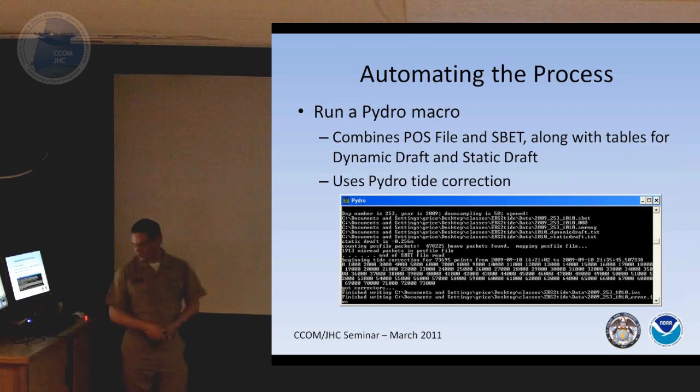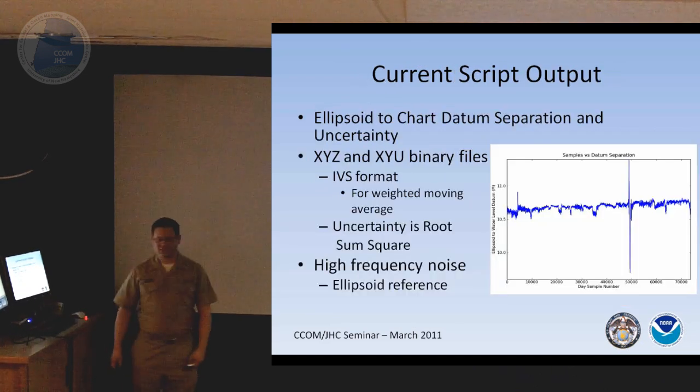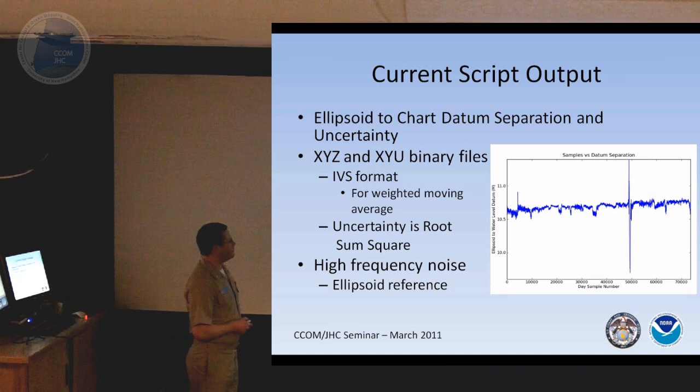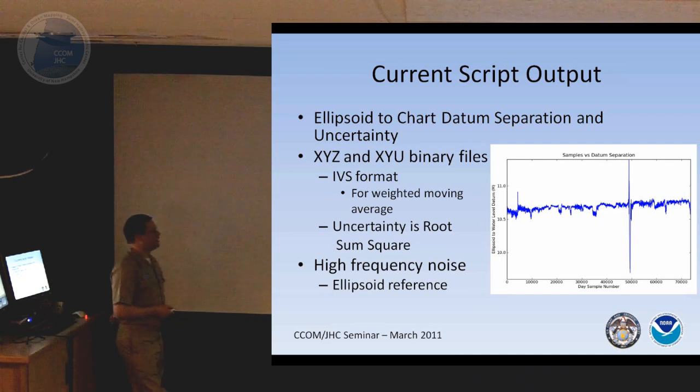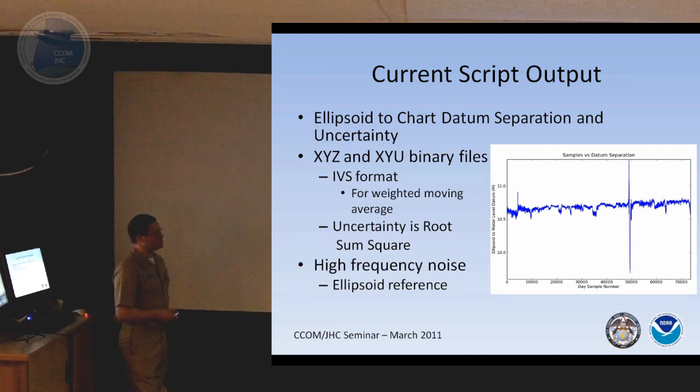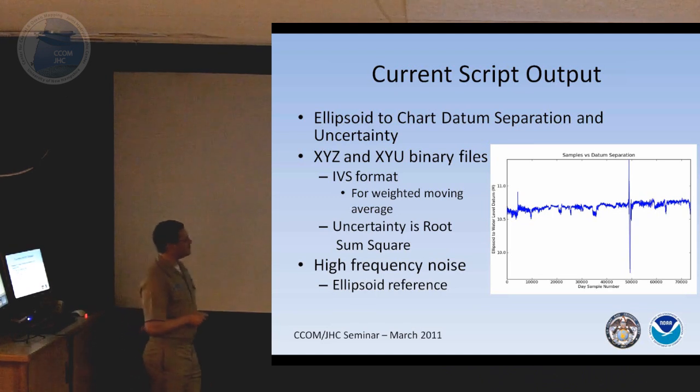does the tide correction, and basically spits out an XYZ file, which currently I'm just writing to an IBS format because Fledermaus has a weighted moving average way of making the surface that is advantageous for doing this process. And it's also a binary format, so it's a lot smaller. I'm also writing out an XYU file, so XY and uncertainty, basically combining the uncertainties from all those different contributions with the root sum square process. But this is essentially what you get out.